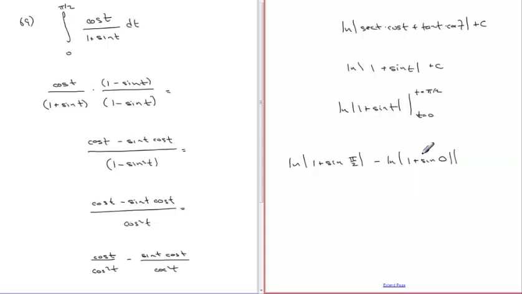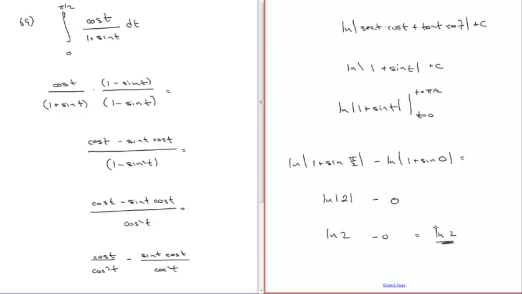Okay, got too many vertical lines in there. Okay, so the sine of pi over 2 is going to be 1. So we have 1 plus 1. So we'll have the natural log of the absolute value of 2, which is positive, so it's just the natural log of 2. And the second part, sine of 0 is 0. The natural log of 1 is 0, so you just get 0. And so the final answer would be the natural log of 2. Okay, so that's one way.